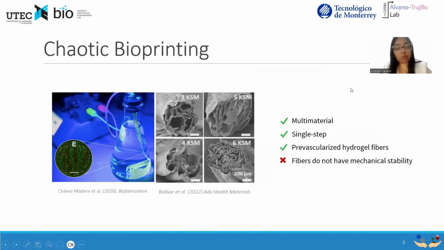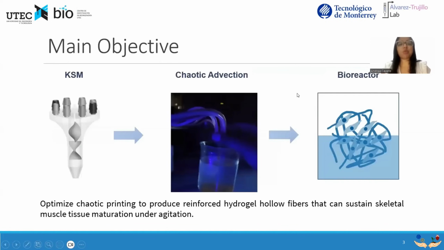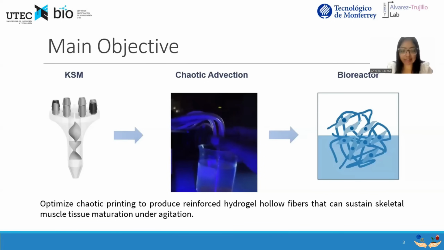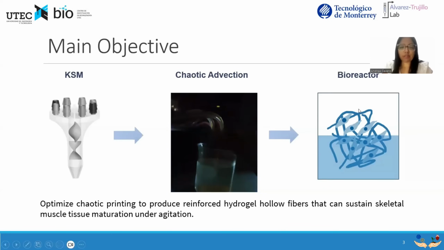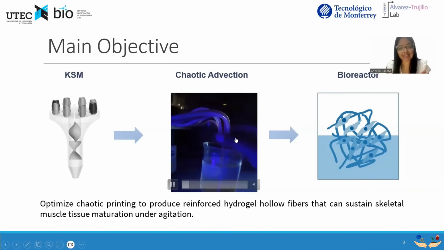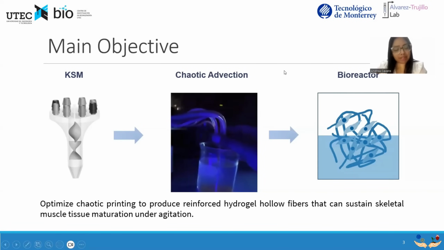However, these types of fibers do not have good mechanical stability and degrade after some days of static culturing. For this reason, the main objective of the project is to optimize chaotic printing to produce reinforced hydrogel hollow fibers that can sustain skeletal muscle tissue under agitation. We used a Kenics static mixer of 8 inlets and 2 mixing elements as our print head. The mixing elements induce the chaotic flows to compartmentalize all the materials into just one single structure. And when the printing was done, we placed the hydrogel fibers in a rocking bioreactor.